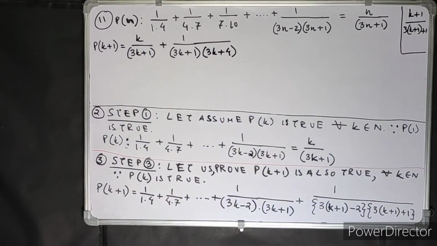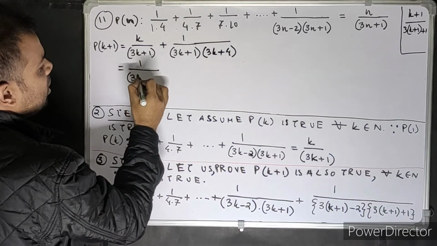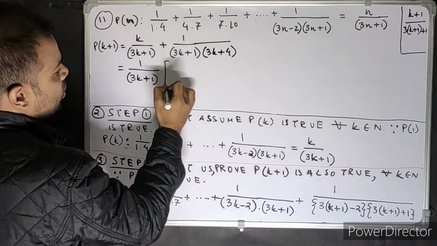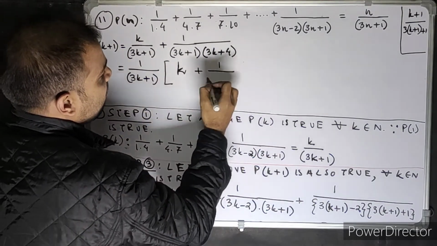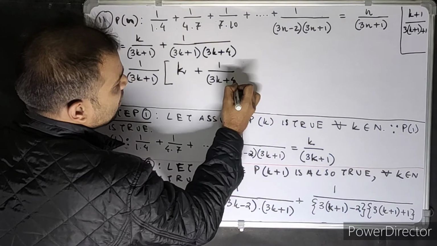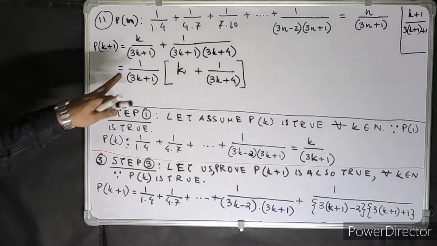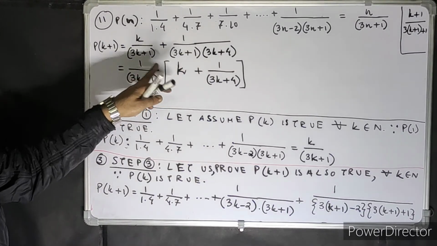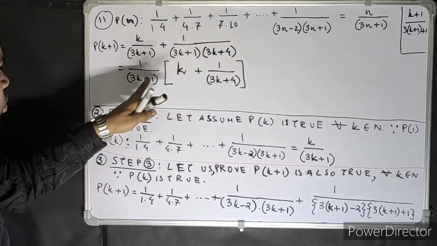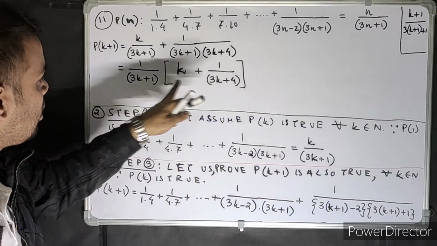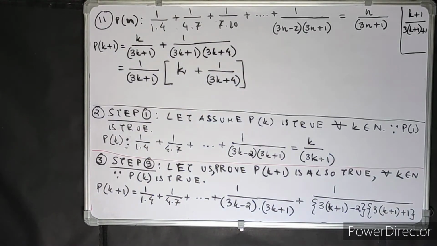So look, from here you can take out the 1 by 3k plus 1 common. So inside what you're left with? You're just left with a k here plus 1 divided by 3k plus 4. Those of you who don't understand this, multiply this back again. 1 into k is k, divided by the denominator 3k plus 1, and 1 into 1 is 1, and 3k plus 1 into 3k plus 4. That's the same thing.